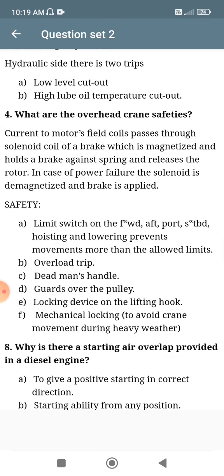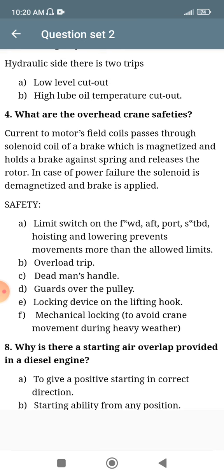What are overhead crane safeties? The current to the motor field coils passes through the solenoid coil of a brake, which is magnetized and holds the brake against a spring and releases the rotor. In case of power failure, the solenoid is demagnetized and the brake is applied.